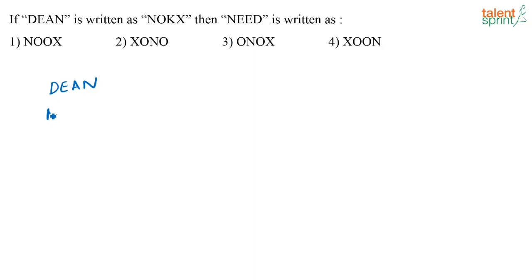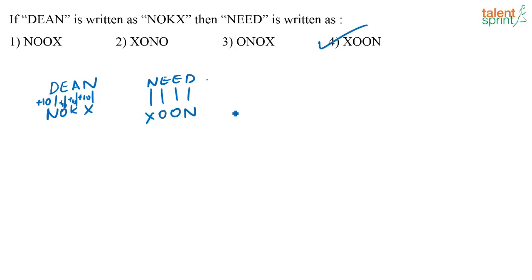Next one. DEAN is written as NOKX. Then how is NEED written? What's the answer for this one? So what is happening here? Here you're doing just plus 10 everywhere, right? D plus 10, E plus 10, A plus 10 and N plus 10. So similarly, how will you code NEED? Here obviously you needn't even do it, since you know the logic is plus 10, D will become N. So which is the only option which ends with N? That is option 4. Directly mark that as your answer.